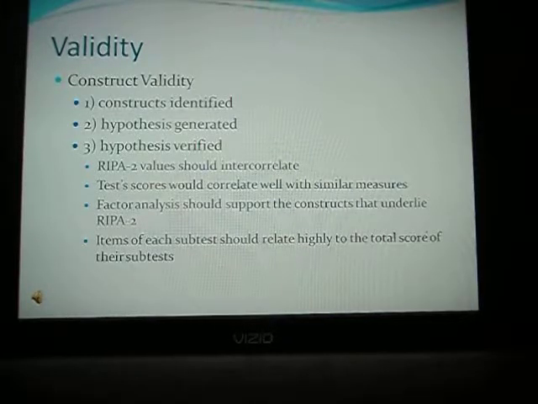The methods are: RIPA scores should intercorrelate, test scores should correlate well with similar measures, factor analysis should support the constructs that underlie RIPA2, and items of each subtest should relate highly to the total score of their subtests.